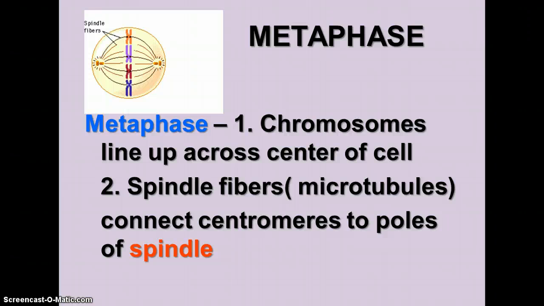Each one of the chromosomes is attached to two separate spindle fibers, one from each end of the spindle, one from each pole of the spindle. This is important. They're going to attach there at the centromere, and they're going to create basically a tug of war between the two poles of the spindle.